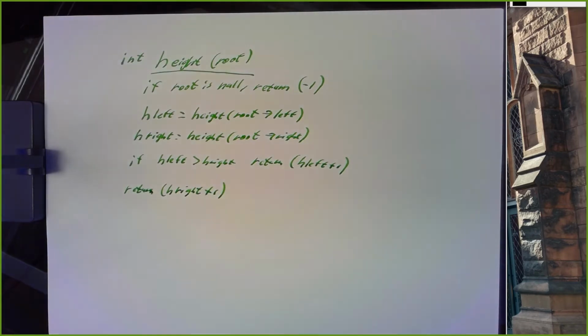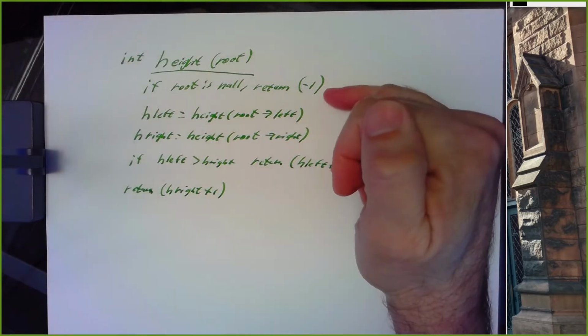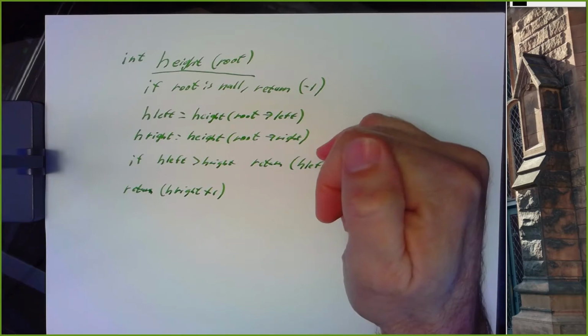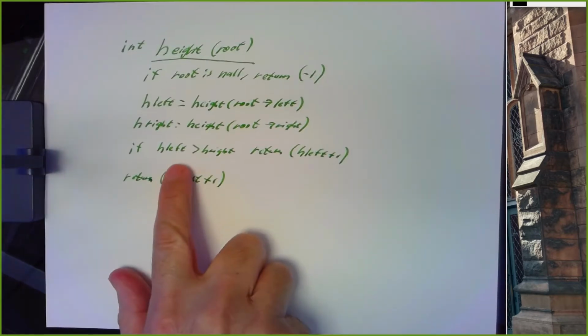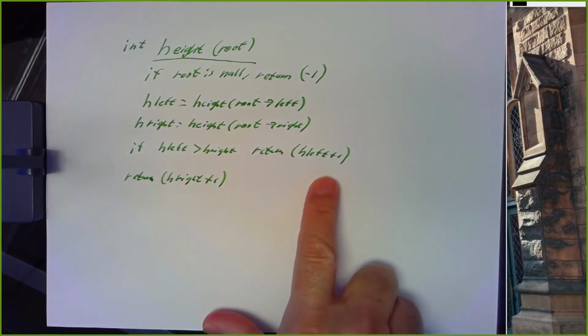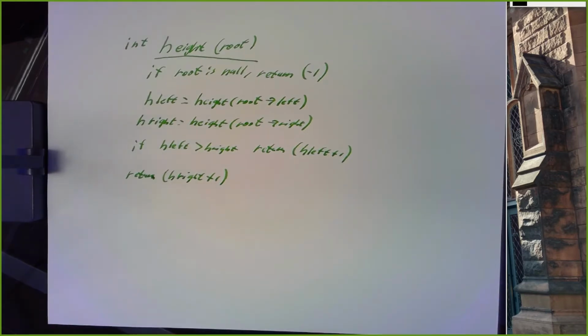And there you go. So if the root's null, base case, the height is -1. Otherwise, find the height of the left and the right subtrees by calling your height function. And then if the left tree is higher, return that height + 1. If the right tree is higher, or the same height, return the right height + 1.